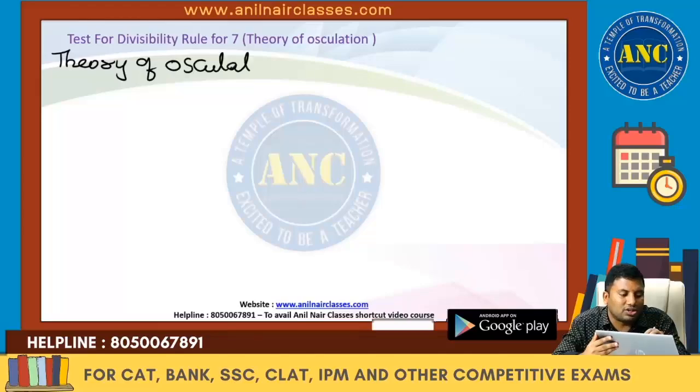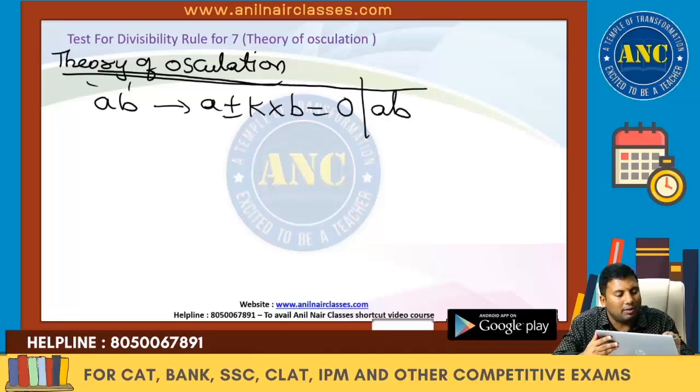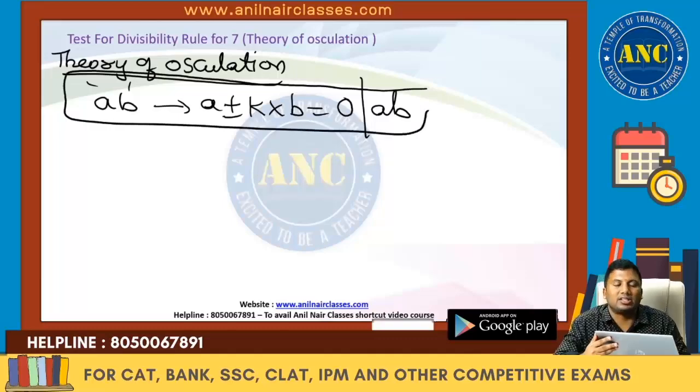Theory of osculation is a very important concept. A and B could be any number. A plus or minus k into b should be either 0 or a multiple of the number. What does that mean? Let us see.